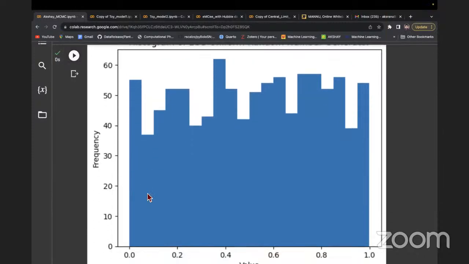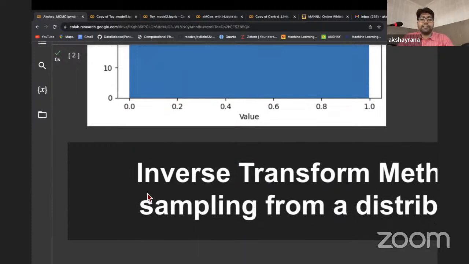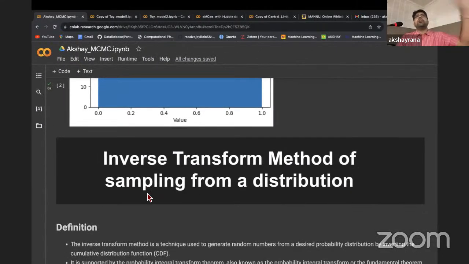So that was about the LCG. We briefly discussed it. Now I am assuming that I have the means to generate uniform random numbers using Python, but I have a new distribution. That distribution could be anything, Gaussian, exponential or something else. Our aim is, starting from the uniform random numbers, how can we create a set of random numbers following a given distribution? There are multiple ways of doing it, but I'm just going to discuss one.